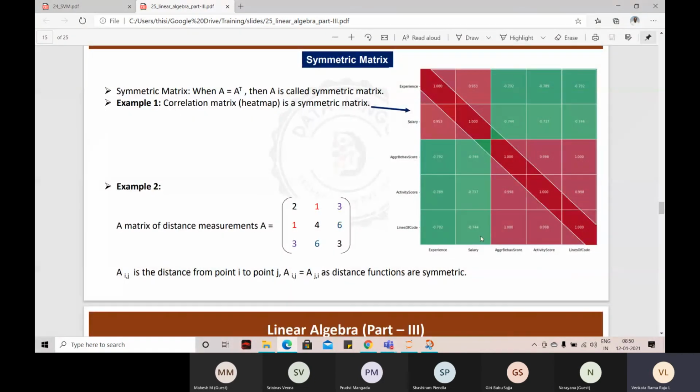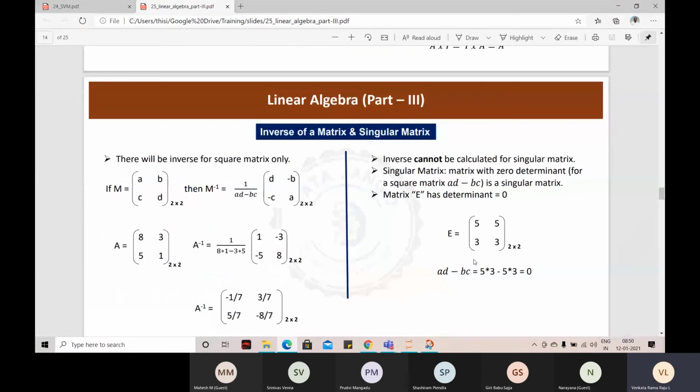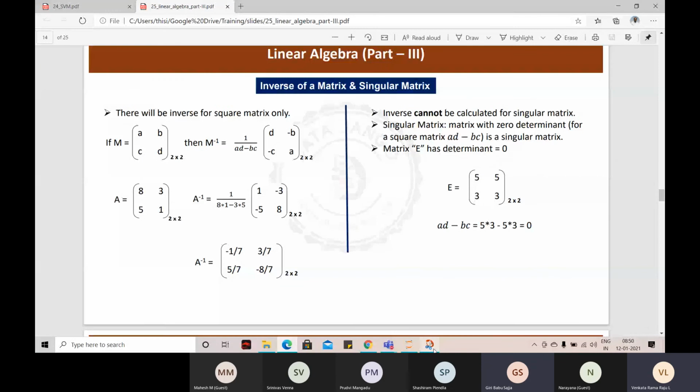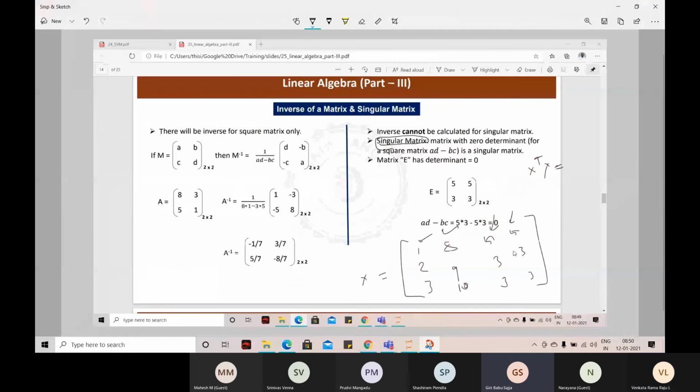Any question? No, we discussed this, sir. You said if they are related, in that case we'll get the determinant. Yeah.